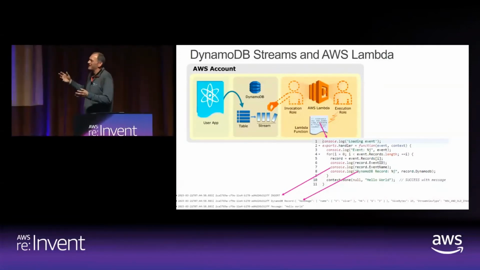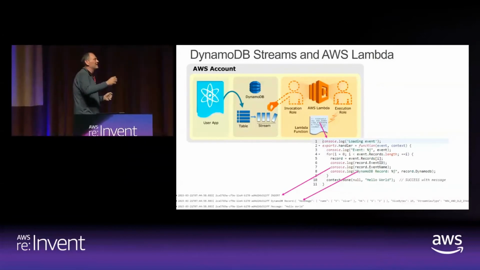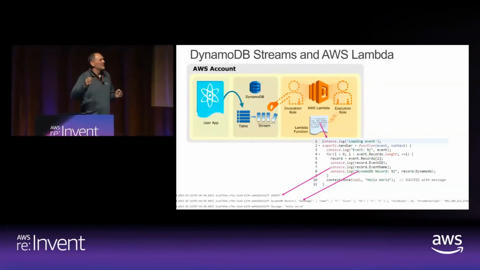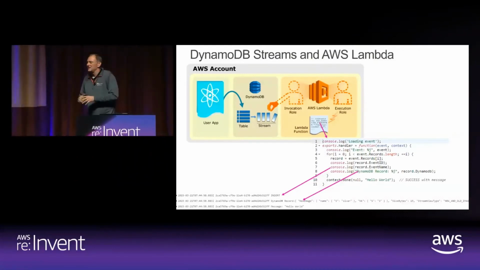Stream is the change log for the DynamoDB table. All write operations will appear on the stream. Once the data is on the stream, it can invoke a Lambda function. That Lambda function has 2 IAM roles. We talked about the security, the fine-grained access control.